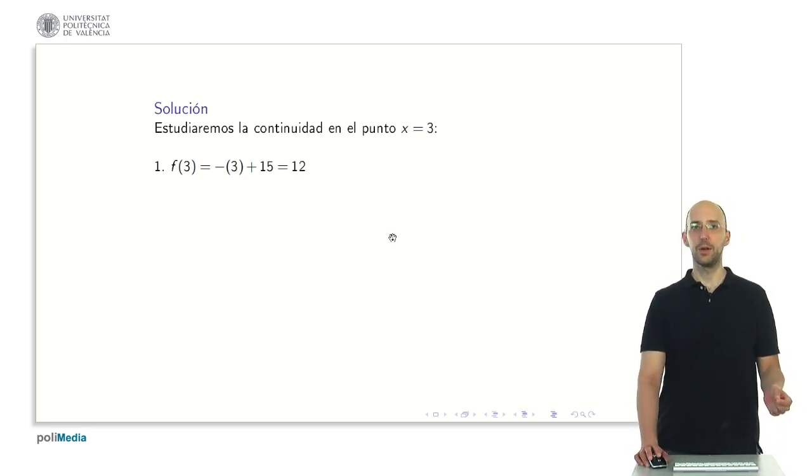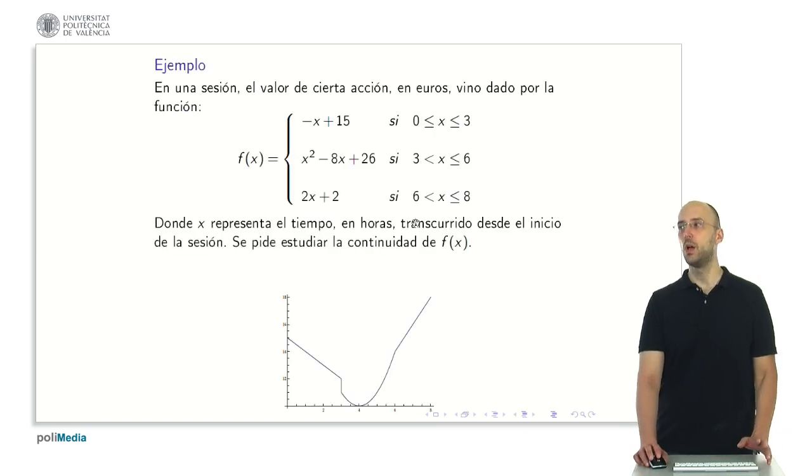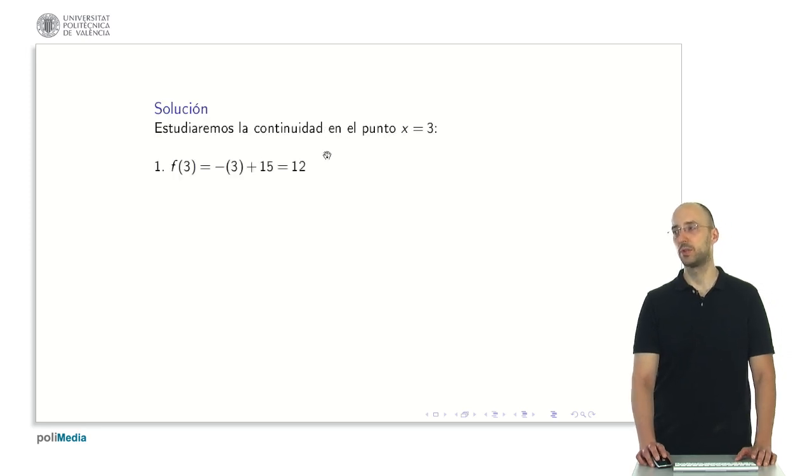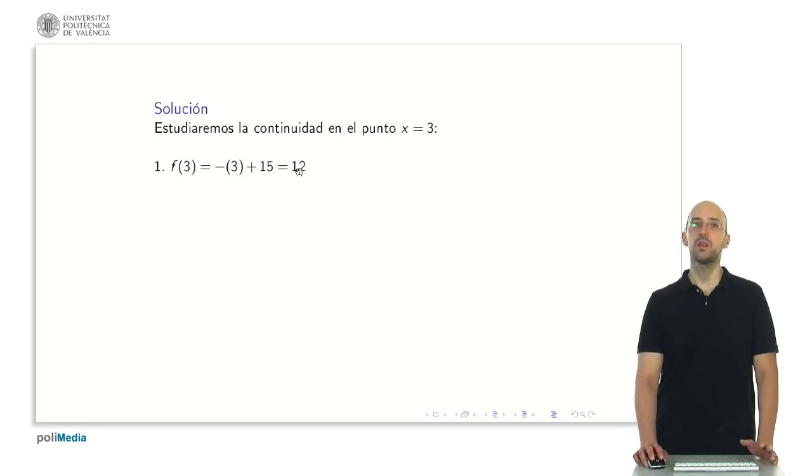First, does the value of the function at point 3 exist? Yes, of course, we need to go back a moment. What expression do I use to calculate the value of the function in 3? Where is the 3 included? Here. The x is less or equal to 3. The equality is included in this step, therefore we will use this expression, that is, we will replace the x by 3 in this function. How is this calculated? Look here, minus 3 plus 15 equals 12.